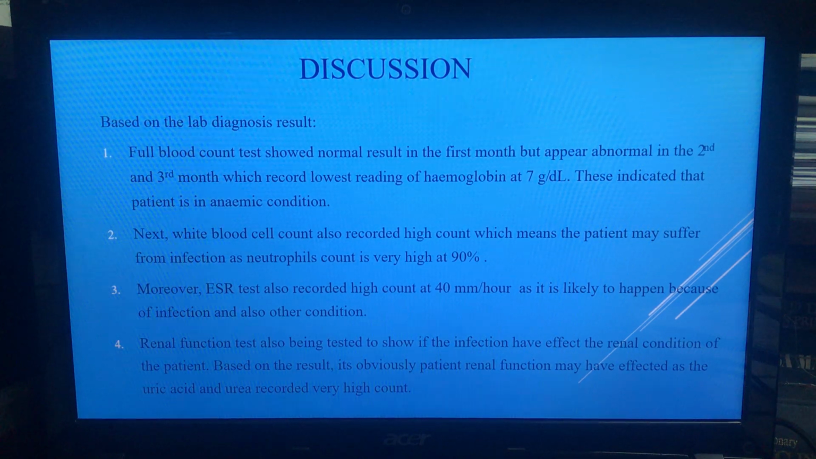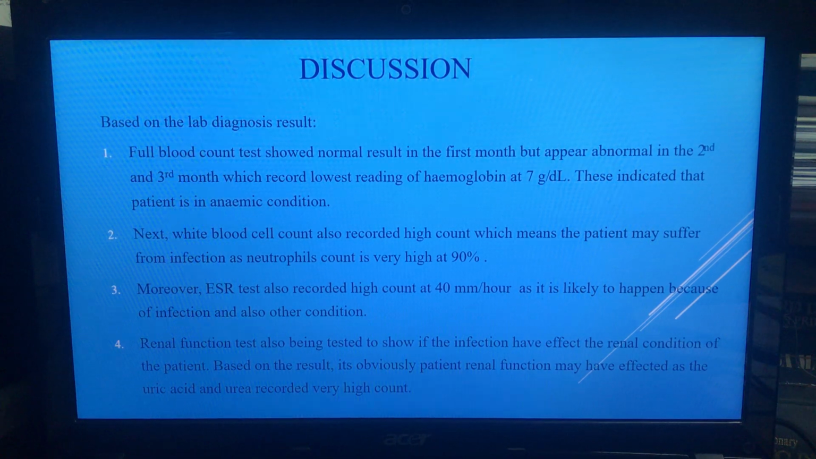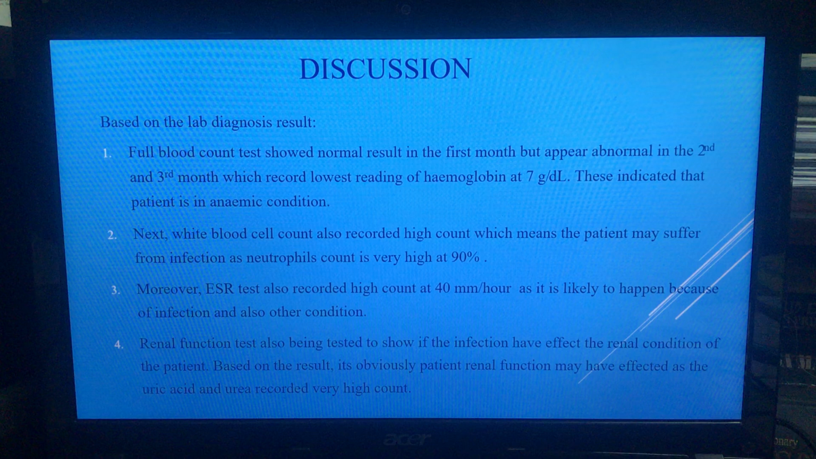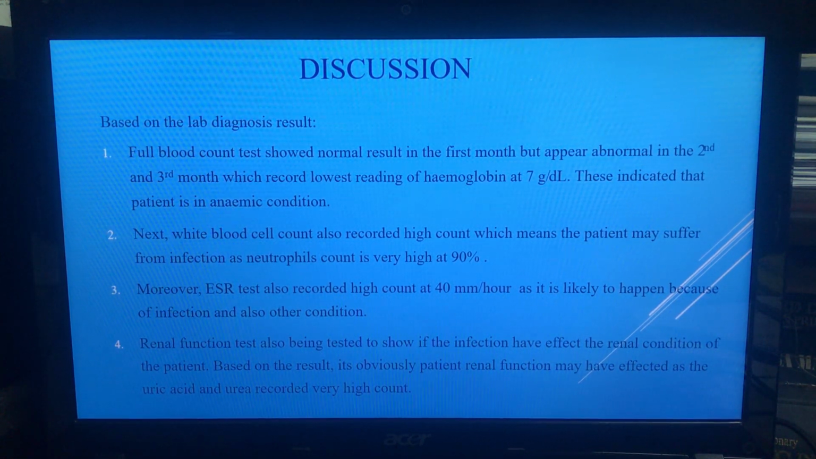Discussion. Based on the lab diagnosis result, full blood count tests show normal results in the first month but appeared abnormal in the second and the third month, which recorded the lowest reading of hemoglobin at 7 gram per deciliter. This indicates that the patient is in an anemic condition. Thus, the patient received blood transfusion to increase the reading of the hemoglobin.